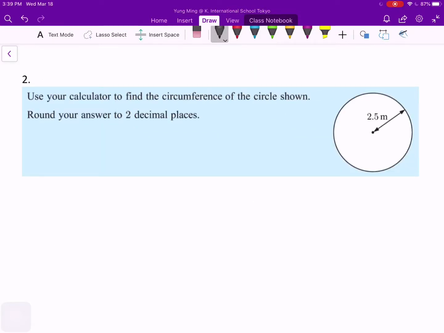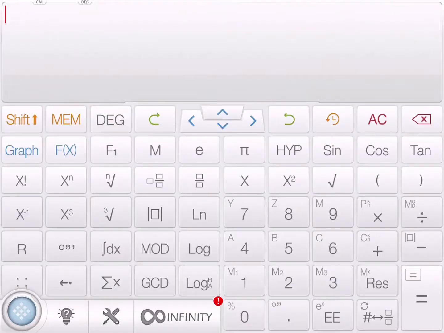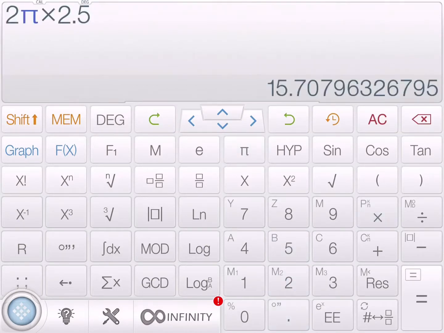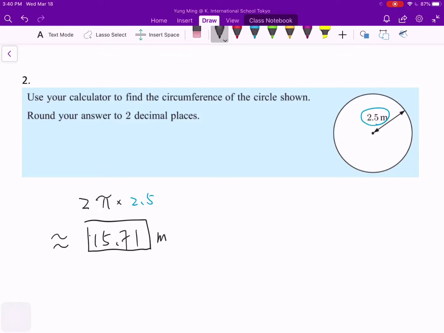We'll get back together. Okay, we really need to use the pi on the calculator. So first of all, let's write down our formula. In this case, because we're given the r, we got 2 pi times r. R is 2.5. If you punch everything into the calculator, you're going to get 2 pi times r, 2.5, you're going to get 15.71 in this case. Because when it says to use the pi in your calculator, you really need to find the pi button. Therefore, the answer is approximately 15.71 meters.